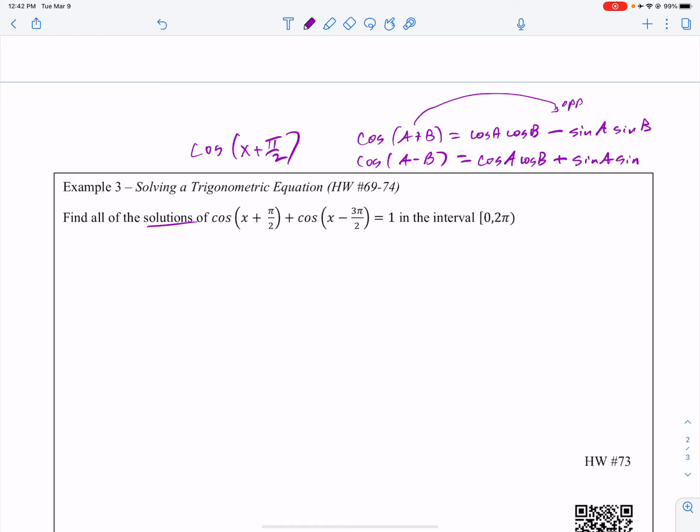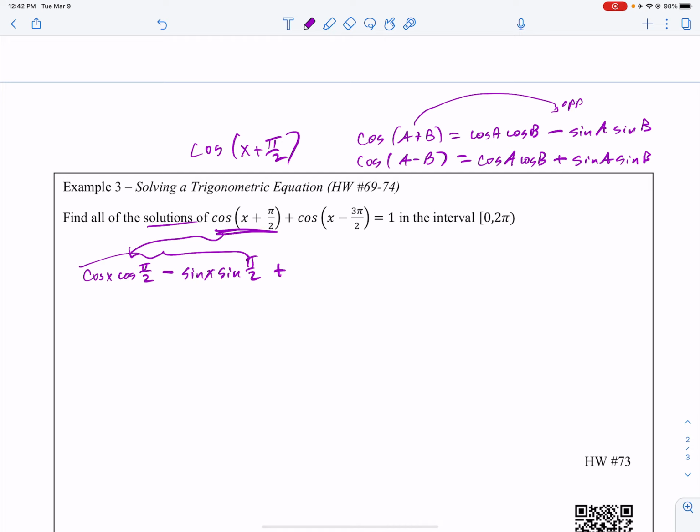Keep the angles in the same order, and then we're going to substitute. So we're going to start with this cosine of x plus pi halves. It's cosine of the first angle, cosine of the second angle. Since it's addition, we do the opposite, we subtract. And then it's sine of the first angle, sine of the second angle. And so this right here is just this expression right there.